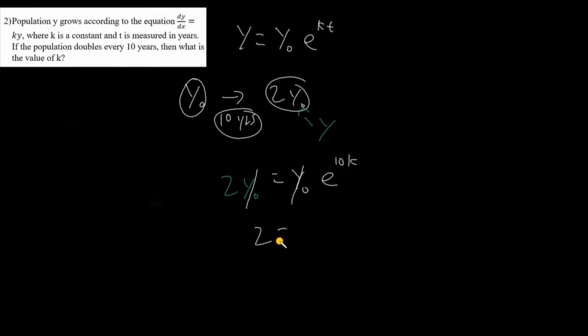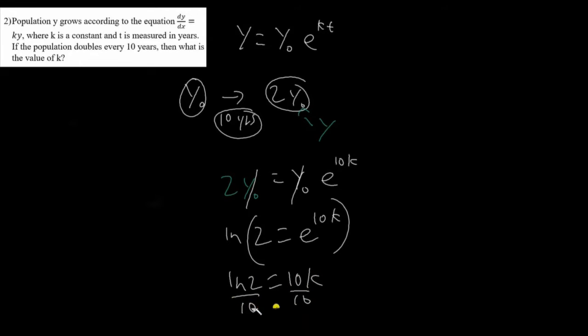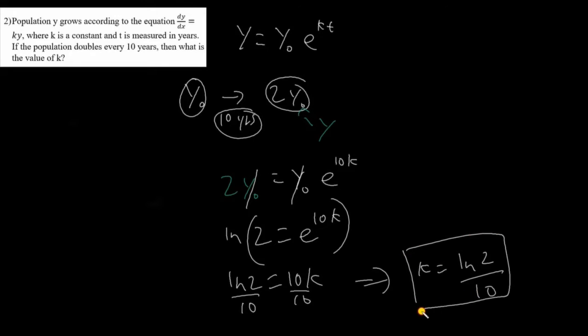and then the y initials cancel, and I have 2 is equal to e to the 10k, and this is just a matter of solving for k, so I'll take the natural log of both sides, and get the natural log of 2 is equal to 10k, and then just dividing both sides by 10 gives that k is the natural log of 2 over 10. I'm not going to simplify it, I'm just going to leave it as is. So that's the answer for question 2.